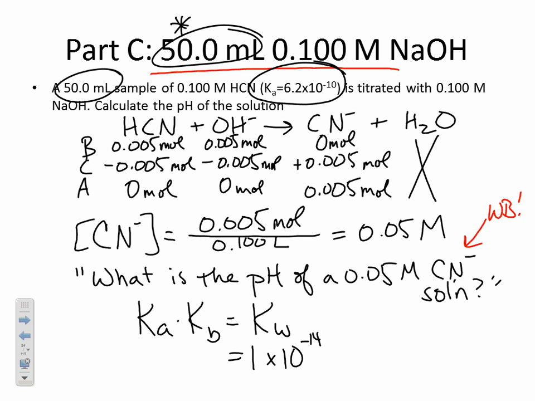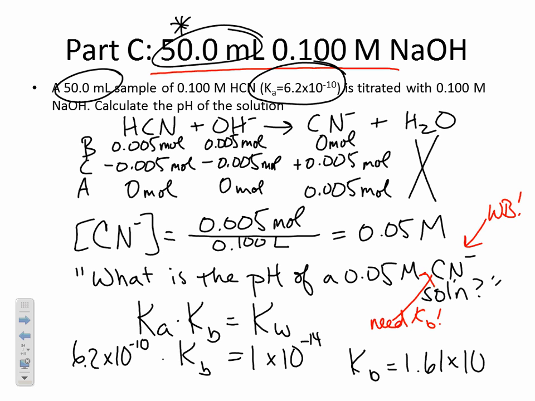We are assuming we're at 25 degrees Celsius unless stated otherwise. This is not stating otherwise. The Ka value is 6.2 times 10 to the minus 10th. We need the Kb value because this is a weak base, so we need its Kb. So the Kb value, in doing this really quick calculation, which we can do, is 1.61 times 10 to the minus 5th.